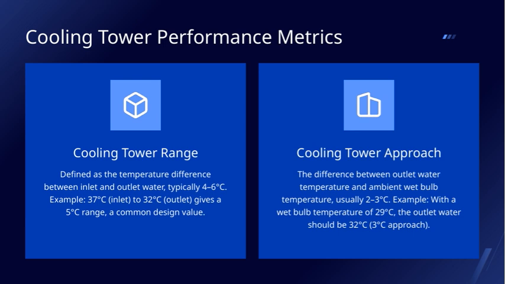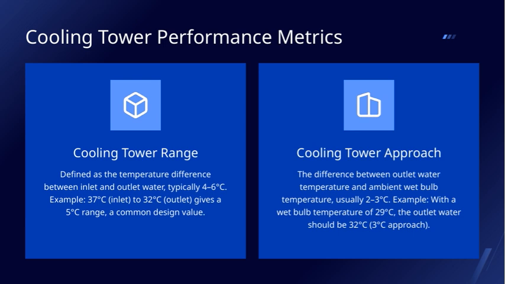Next, we have the cooling tower approach, which is defined as the temperature difference between the inlet water and the outlet water. Typically, this difference ranges from 4 to 6 degrees Celsius. For instance, if the inlet water is at 37 degrees Celsius and the outlet water is at 32 degrees Celsius, that gives us a 5-degree range. This range is quite common in design and reflects how well the cooling tower is transferring heat from the water to the air.